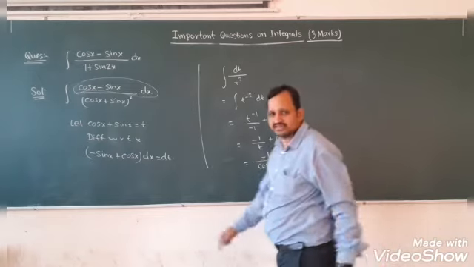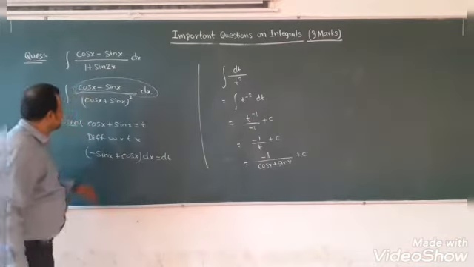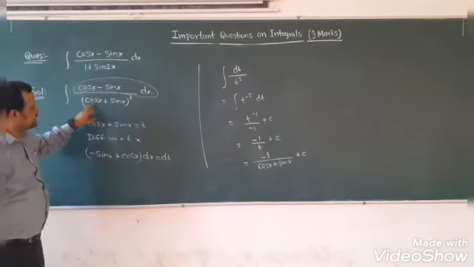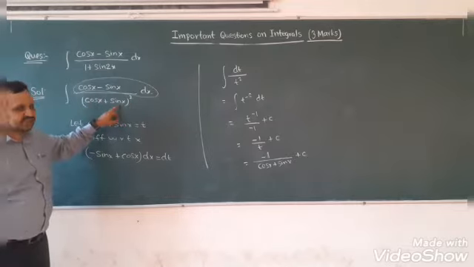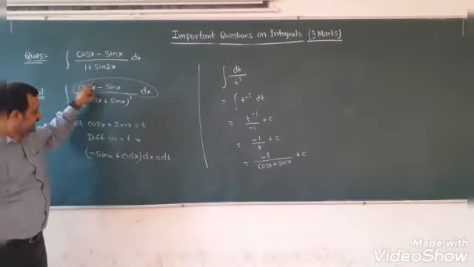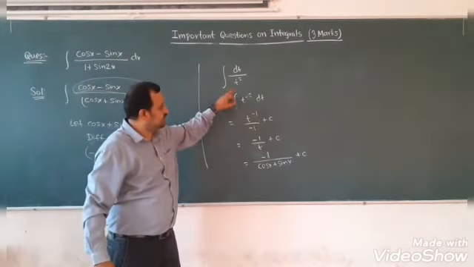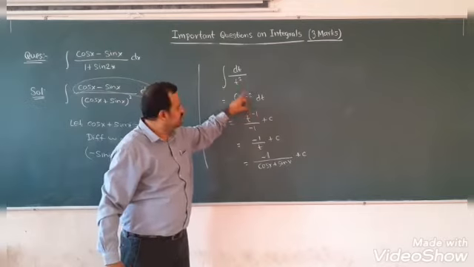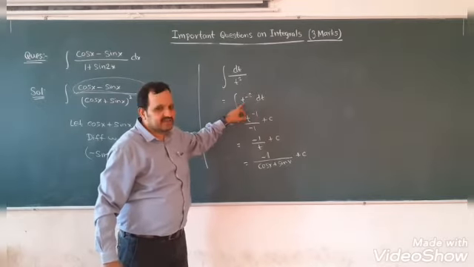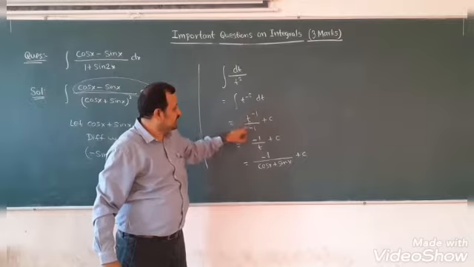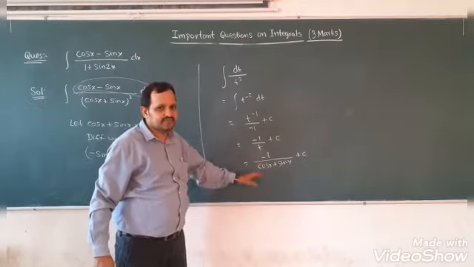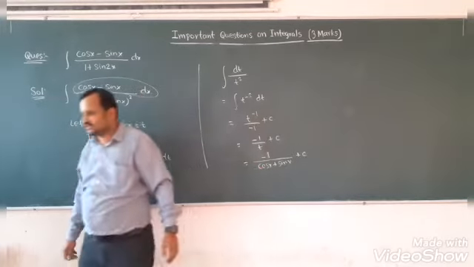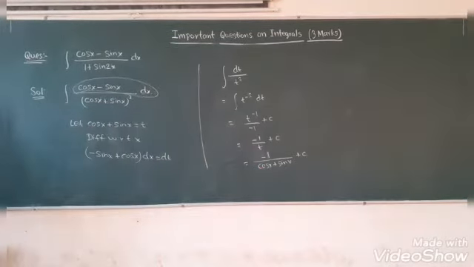So I hope the solution is clear. Very simple: 1 plus sin 2x we can write as (cos x plus sin x) whole square. So assume cos x plus sin x equal to t. This will become dt, so dt by t square. T square we can write as t power minus 2. The integral of t power minus 2 is t power minus 1 by minus 1, and replace t by cos x plus sin x, that will be the required answer. Let us see one more question. All the questions are very simple, under 3 marks.